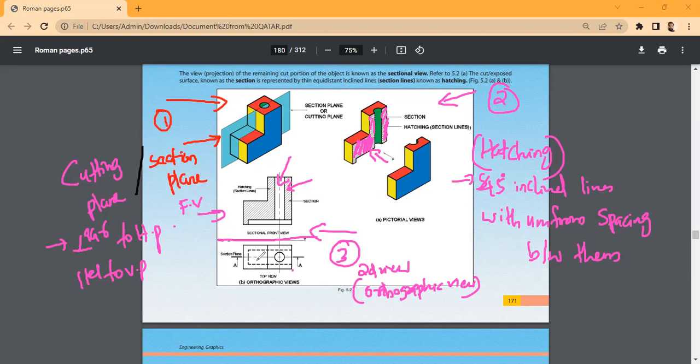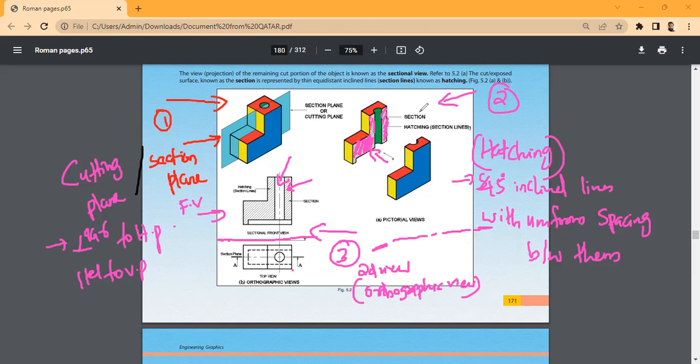What about the ends of that line? Is it thick or thin? It's thick. Very important. So the cutting plane representation in engineering graphics is a chain line with ends thick. Clear? This section plane and its representation clear? Yes, sir.